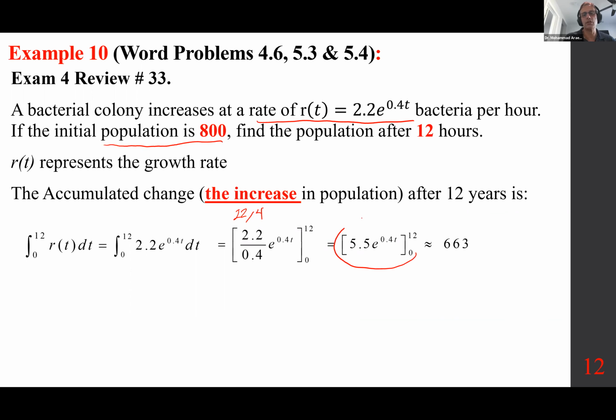Now, this one, class, you have to evaluate. You plug in 12 minus you plug in 0. When you plug in 0, you get 5.5. And it's about 663 because it represents the number of bacteria.